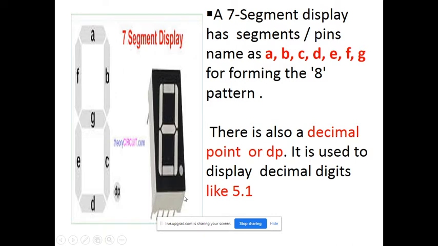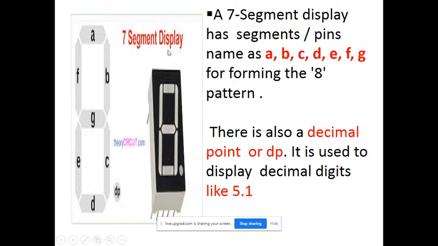Now the basic structure of a 7 segment display. In a 7 segment display there are 8 segments, and the names of the segments are A, B, C, D, E, F, G and H. H is nothing but your decimal point. Suppose in a calculator you want to display 5.1. On the first display you show 1, and on the second you show 5 with the decimal point. Overall it looks like 5.1. In this fashion you can display any number along with a decimal point with the help of a 7 segment display.